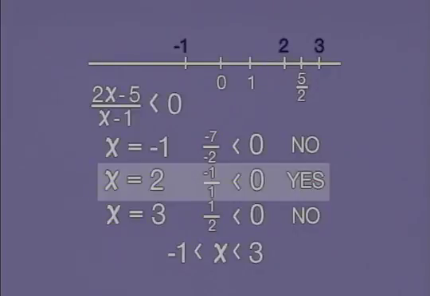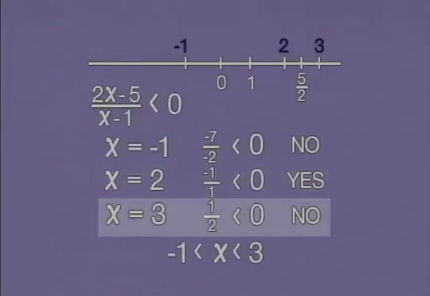x equals 3, a number to the right of 5 halves. We plug that in, and what happens? We get 1 over 2. 1/2, being a positive number, is not less than 0. So we have that negative 1 didn't work, 2 worked, and 3 didn't work.